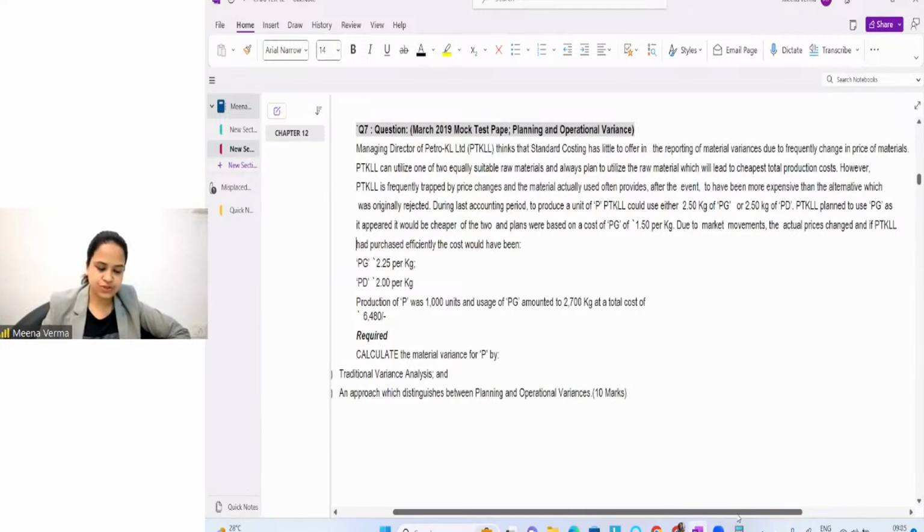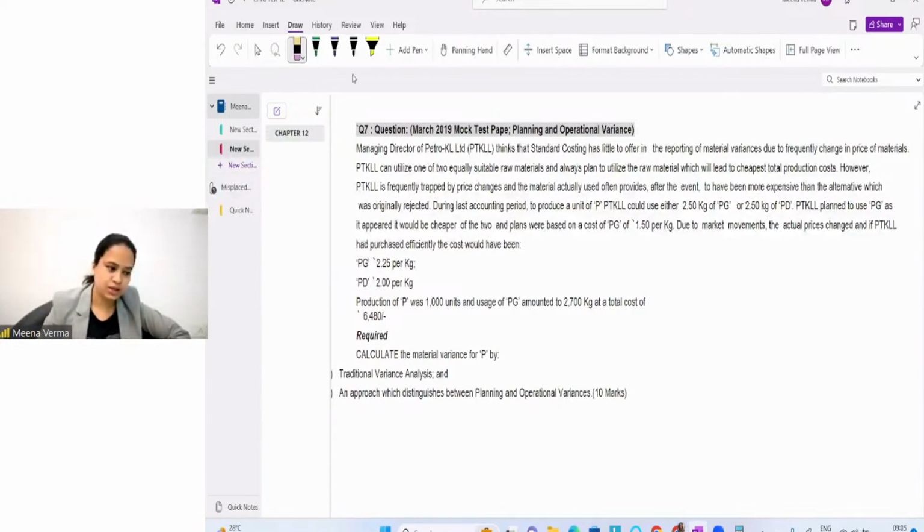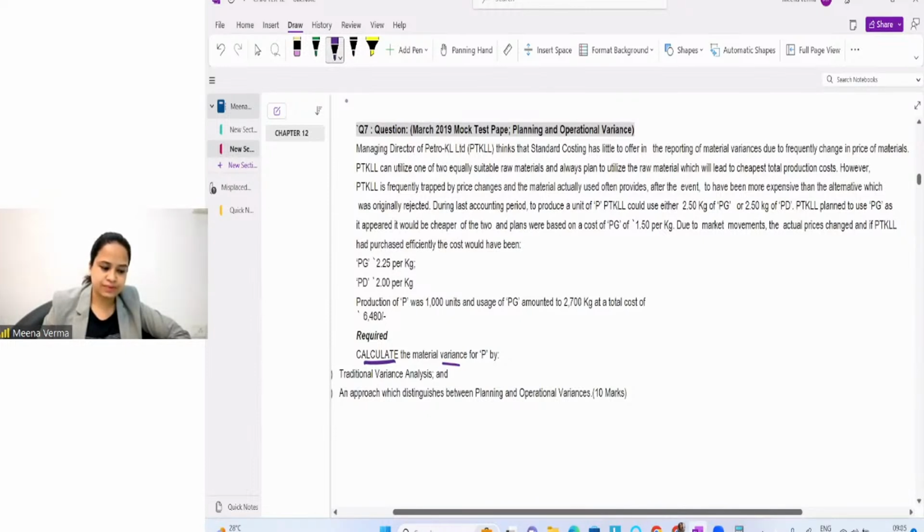Okay, read this question, then we will try to solve it. What is the question here? They're asking you to calculate. What are they asking you to find? Calculate material variance, material cost variance.